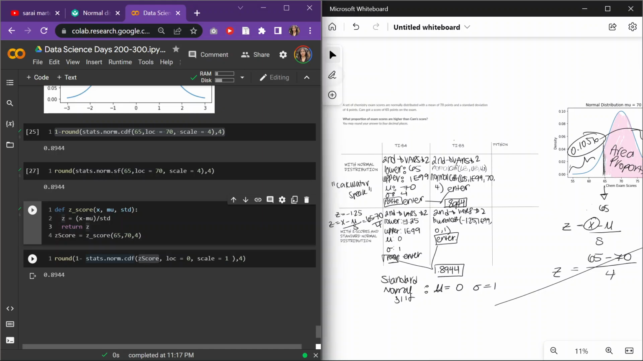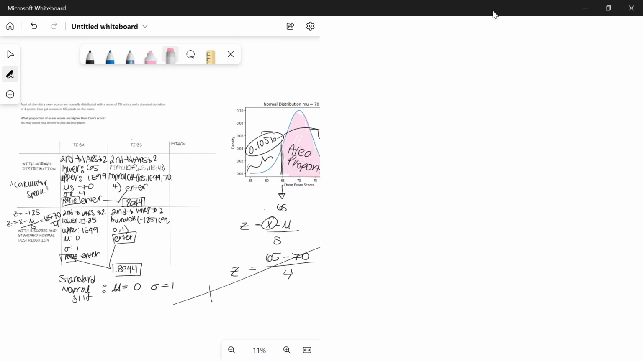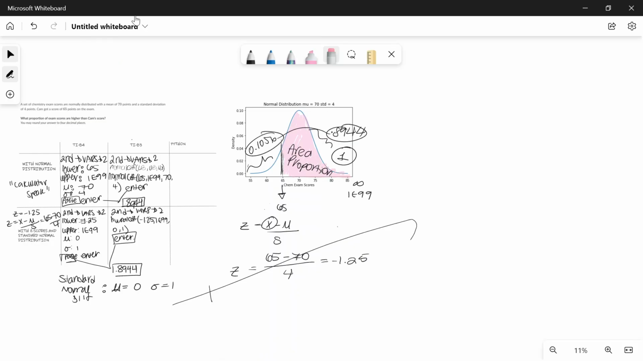Let me just, eraser. What is going on? It's literally not working.